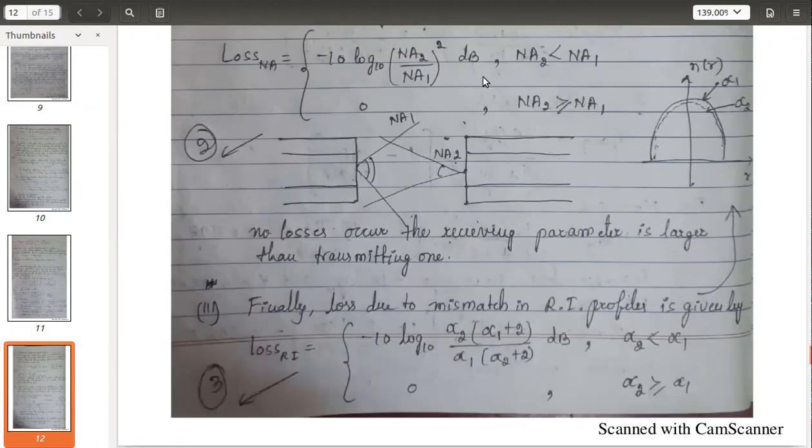And coming to the third mismatch, that is the third loss, it is due to the mismatch in the refractive index profiles. Due to the refractive index profiles, there will be a difference, which is given by minus 10 log to the base 10. This is not A, this is alpha. Alpha 2 into alpha 1 plus 2 divided by alpha 1 into alpha 2 plus 2. So alpha 1 and alpha 2 are the refractive index profile gradient coefficients. We have already studied this in the case of graded index fiber.